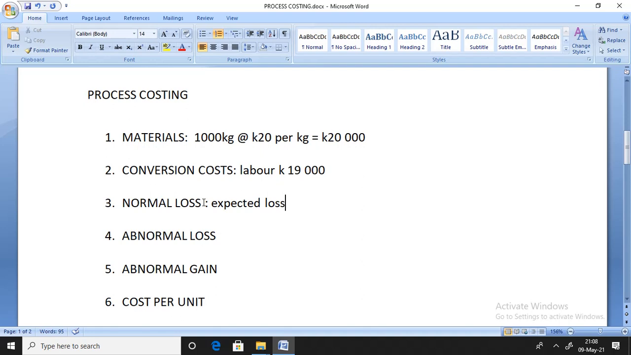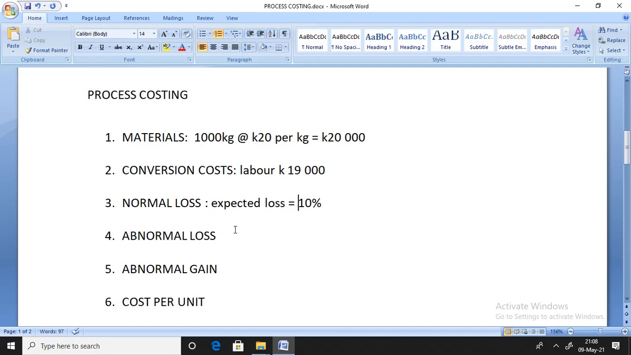Organizations can know from their past experience that every time they are running a process of that kind, these amounts of materials will be lost in the process due to things like spillages and wastages. So let's say for the purpose of the example we are dealing with, normal loss is 10% of the materials input.